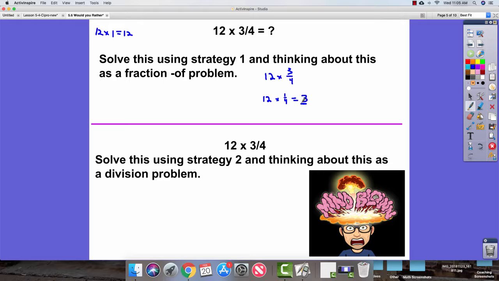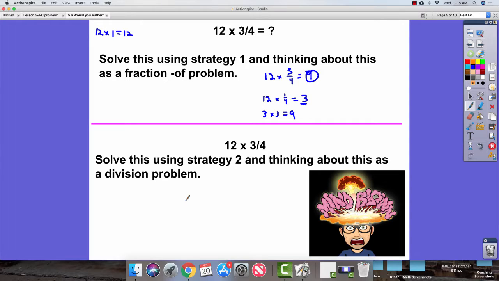And then we take that answer and multiply it by the numerator of our fraction, because 3/4 is 3 times greater than 1/4. So we'll do 3 times 3 and we'll get 9. So 12 times 3/4 is 9.